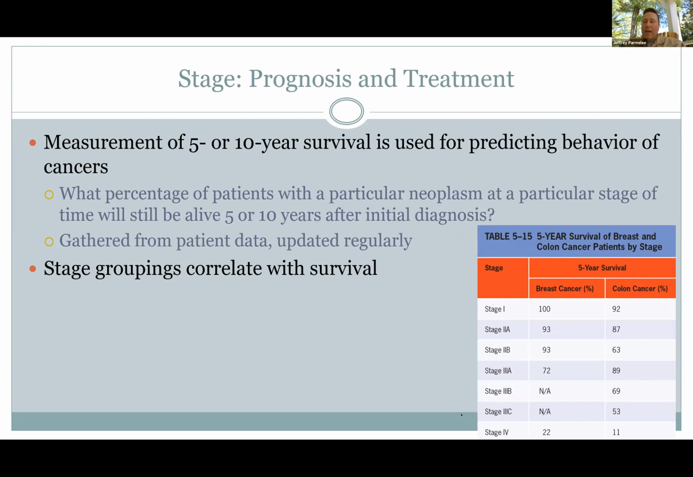So looking at colon cancer, in stage 1, there's a 92% survival rate. At 5 years, 92% of people are going to be alive. If they catch people at stage 4, 11% are going to make it to 5 years. So that's what the survival rate is about.